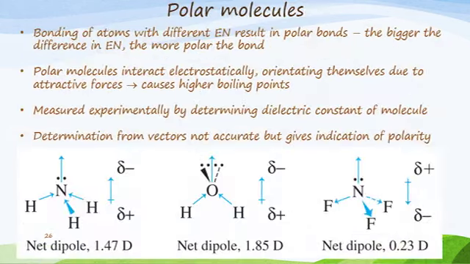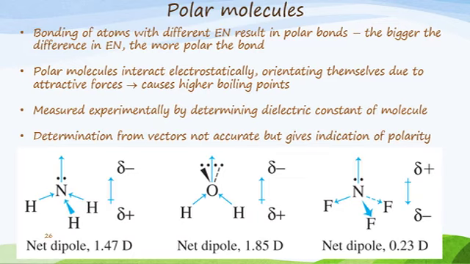Okay, what about polarity? You guys know something about polarity, and we know that bonding of atoms with different electronegativities results in polar bonds. And the larger the difference in electronegativity, obviously the more polar the bond. So polar molecules are going to interact electrostatically. They're going to move themselves due to the attractive forces, and because of this, they cause higher boiling points.